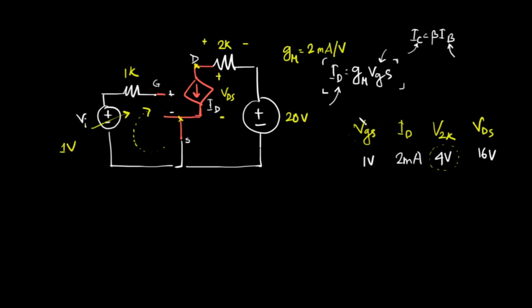Exactly like BJT, except that for BJT our control parameter was the current IB, and for FETs our control parameter is the voltage VGS. Except for that, everything is similar. So we will continue exactly like our BJT case. Suppose I input a voltage of 2 volt.